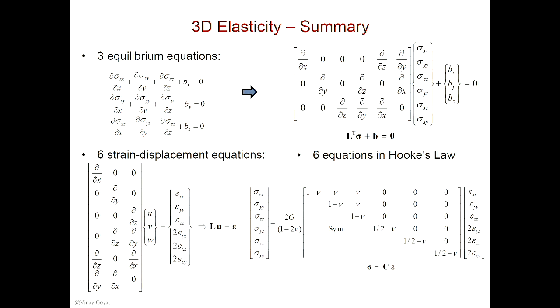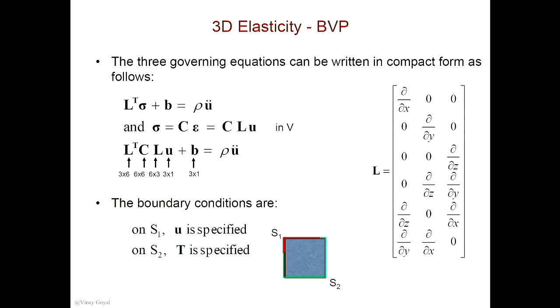Now, with all this information, and I want you to memorize this very quickly. I'm going to call this L transpose sigma plus B. And then L times U is epsilon, so I'm going to call all of that L. Okay? And then I'll call this sigma equals C times epsilon. And these are all matrices. So in essence, what I really have is these 3 equations, and I want to write that in terms of strains and displacements, because I want to solve for the 3 displacements. And if I know the displacements, I know the strains. If I know the strains, I know the stresses. So the goal is to first get the strains.